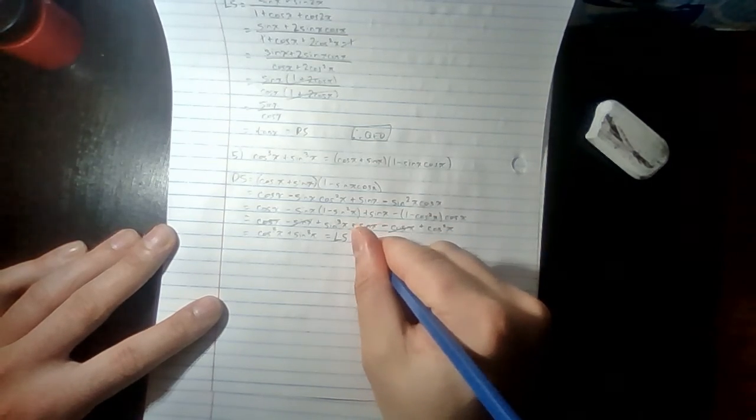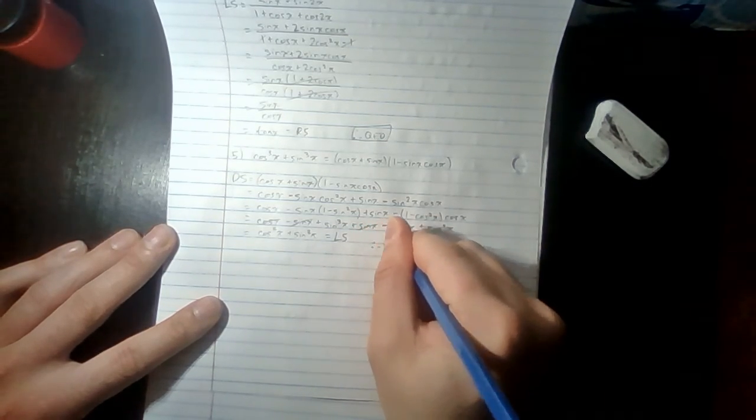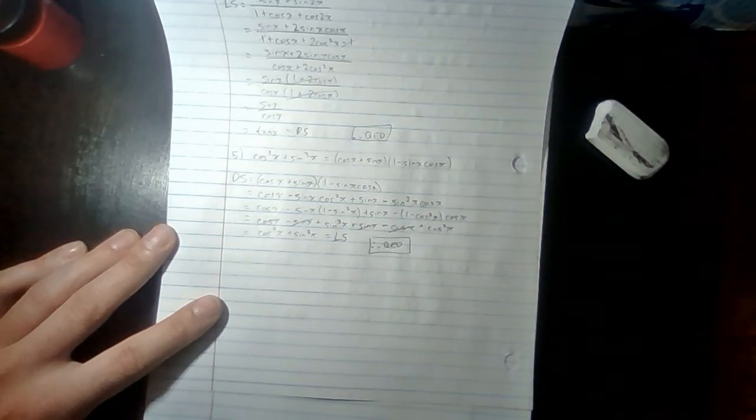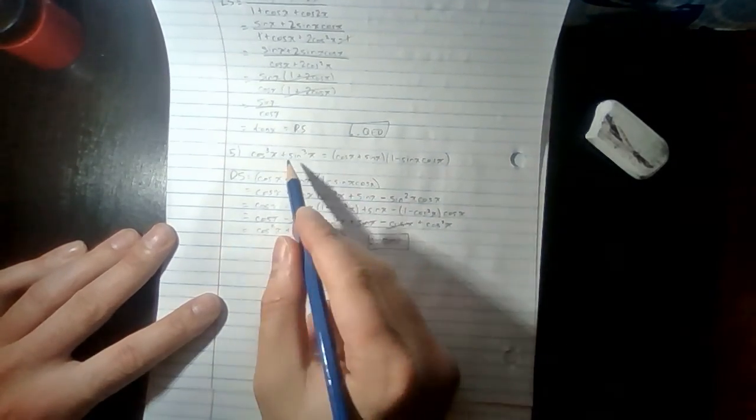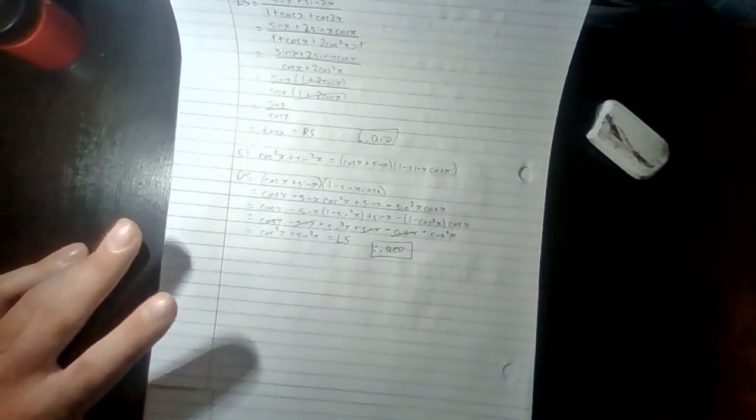So that is what we're looking for. So therefore, these are always going to be equal for any single angle x. So that's what makes it an identity. So that's the end of this lesson.